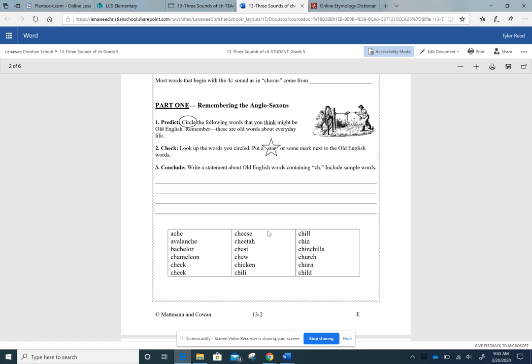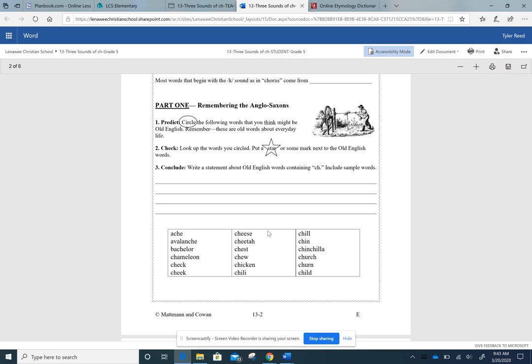Words like food or eat, out, in, all of those are Old English style words that we say. So in this, we're trying to think about those simple words as we read through the list. So part one, remembering the Anglo-Saxons. Number one says to predict. So first it wants us to circle the following words that you think might be Old English words.